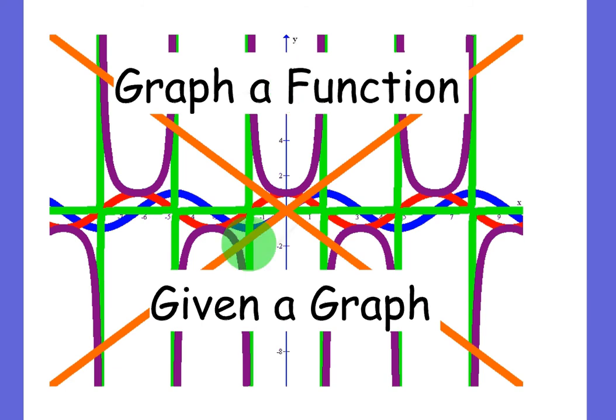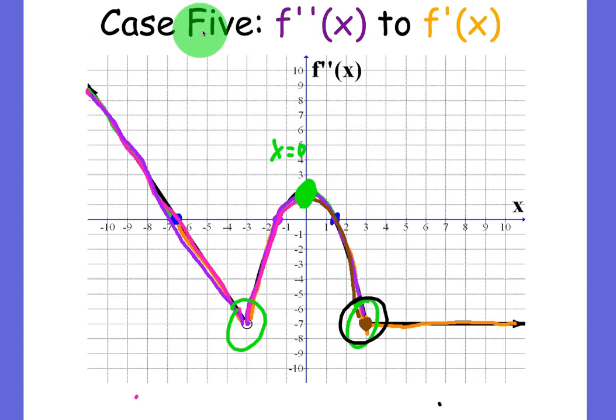We are going to be going in reverse again, and just like we went from f prime to f, in this particular case, case 5, we're going to be going from f double prime to f prime. It's the same exact process. We're kind of going from a function's derivative back to its original, but in this case it's just f double prime to f prime. Again, it's the same thing as going from f prime to f, which is what we did in case 4. Here we have our graph.